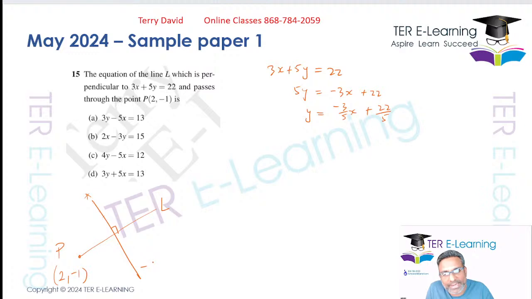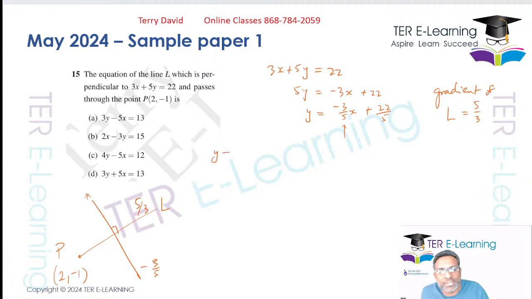So if this here is negative 3/5, that's a gradient, it means that the gradient of L should be 5 over 3. Because when it comes to perpendicular lines, when you multiply their gradients, you should get negative 1. So all I need to do is invert this and change the sign. So the gradient of the line L has to be 5 over 3. So let's work out the equation of L now.